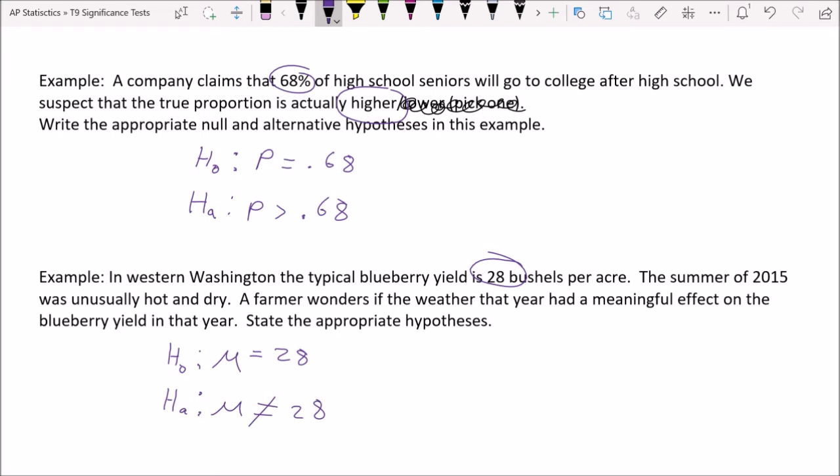Okay, and I'm inferring that it said that it had a meaningful effect on blueberry yield. So meaningful effect would mean that it is significantly different than 28. Maybe, I don't know, maybe blueberries grow better when it's dry and hot. Maybe they grow worse. I have no idea. And so that's why I didn't pick a direction. Versus right here, we were told the direction, or we picked a direction. Okay, so that's 2 different things that can happen.